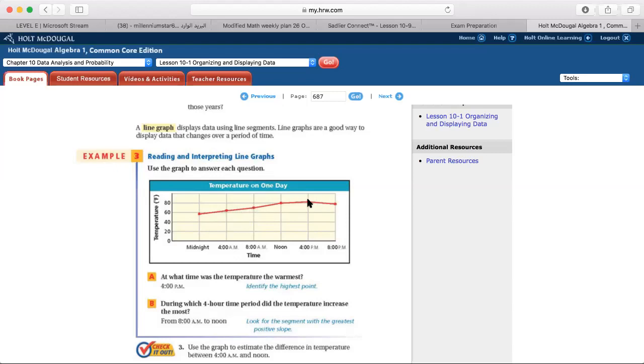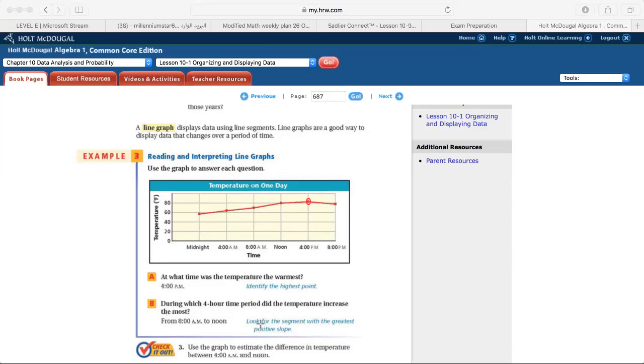Where is the highest point on the graph? Here it is, 4 p.m. When I go down, they want to know the time, so I will go down to read the time. At 4 p.m. During which 4-hour time period did the temperature increase the most?